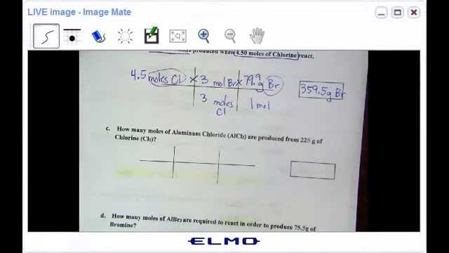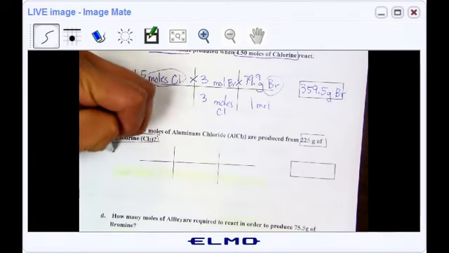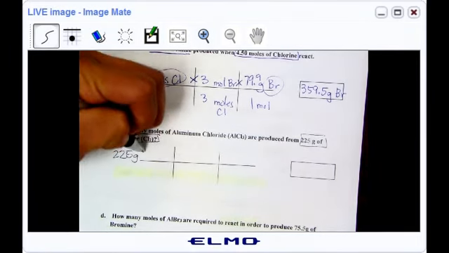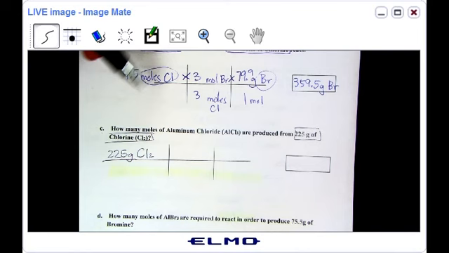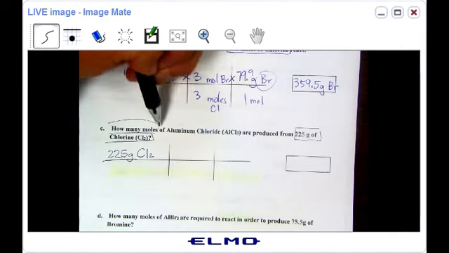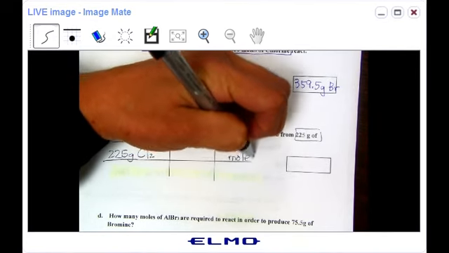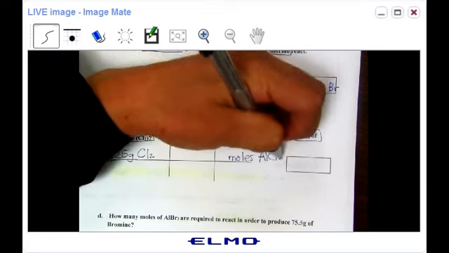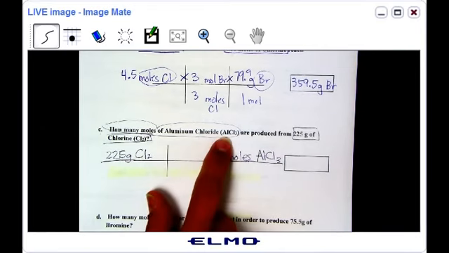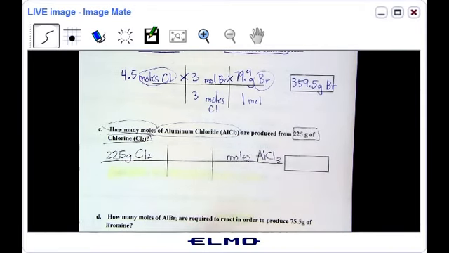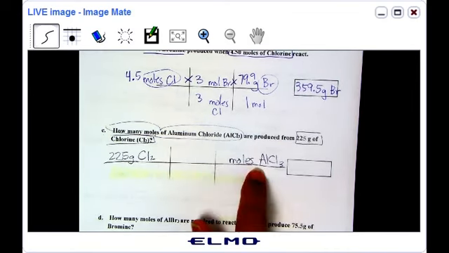You can start off by just looking at the number you're given. 225 grams of Cl2. Okay, and what are they asking you to find? How many moles of aluminum chloride? So you're looking for moles of AlCl3. I know aluminum chloride is AlCl3 because it told me in the question. Anything you're looking for, or the unknown, what you want, goes in the top right-hand corner.